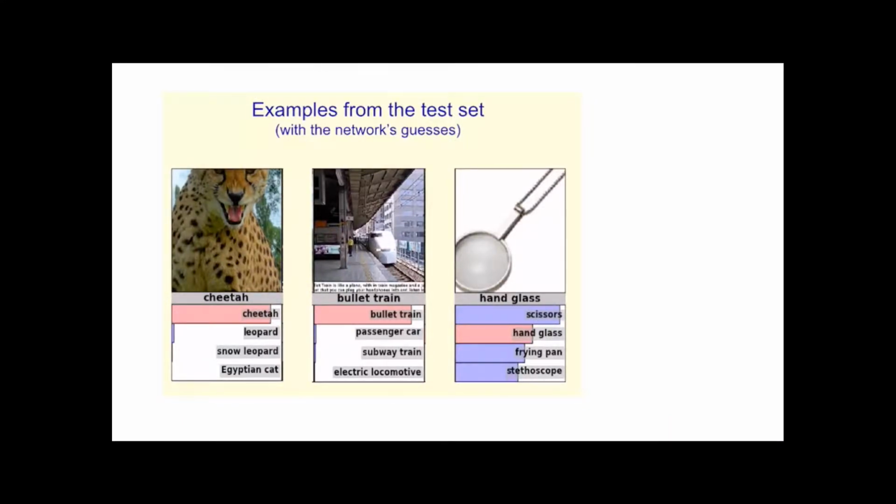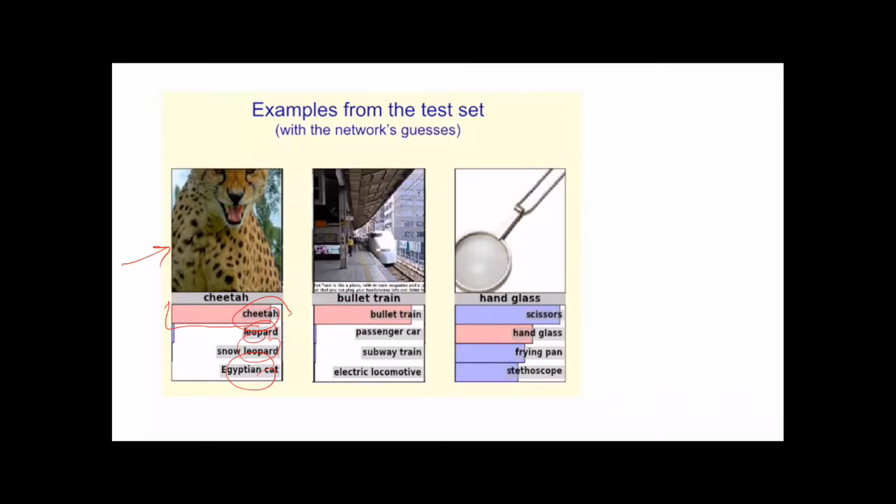So here then is an example. The neural net gets to look at this image, and it decides with this level of confidence this is a cheetah. It also considered a leopard, snow leopard, and Egyptian cat, all reasonable guesses. But the top guess, of course, was the correct one, a cheetah.